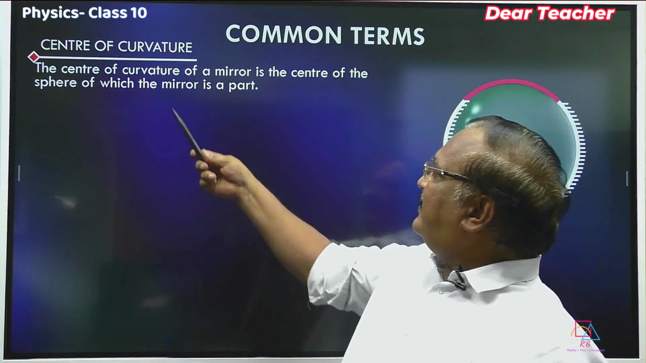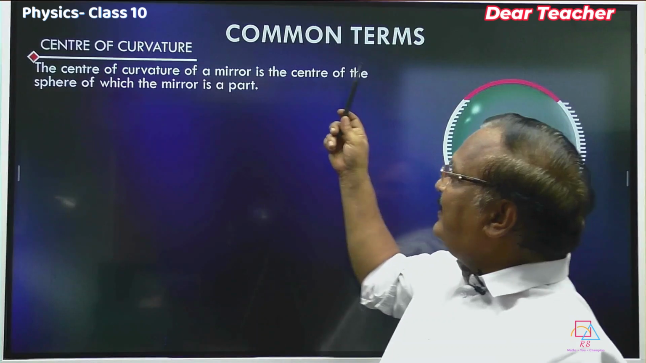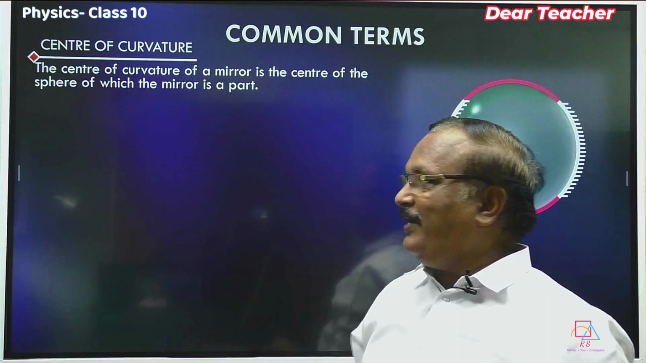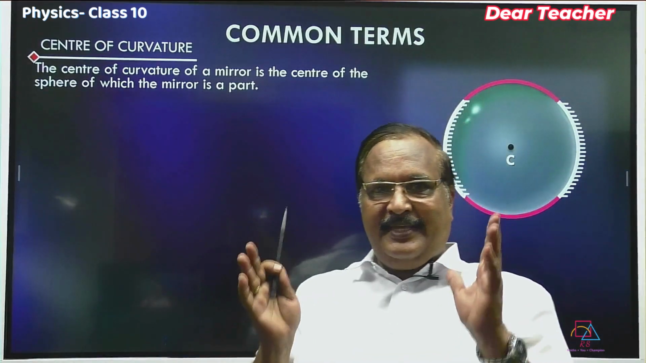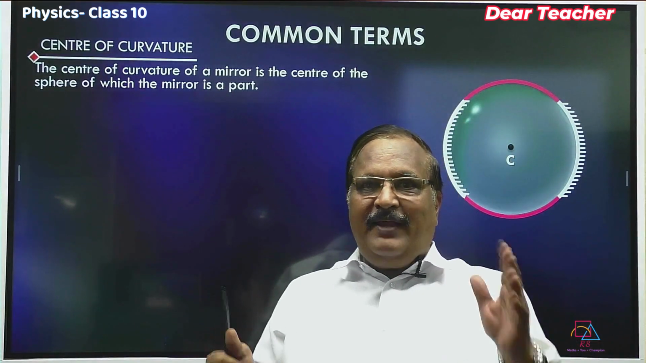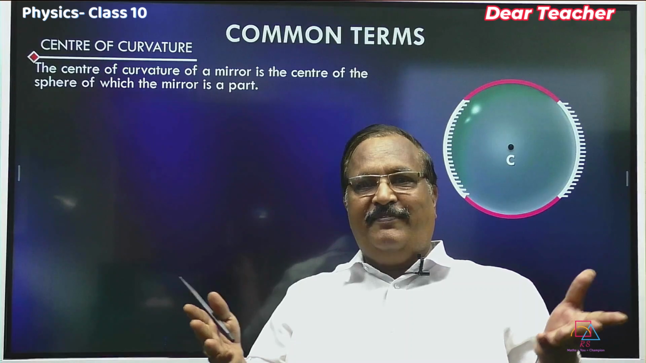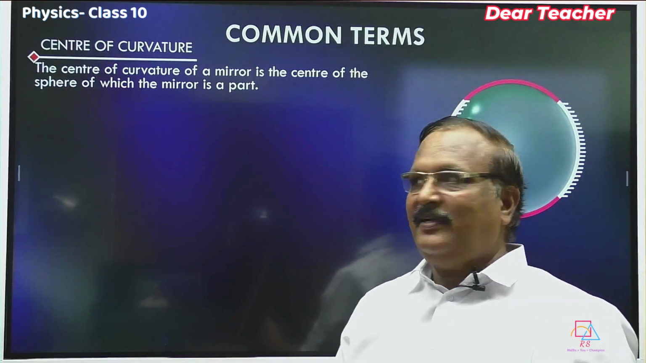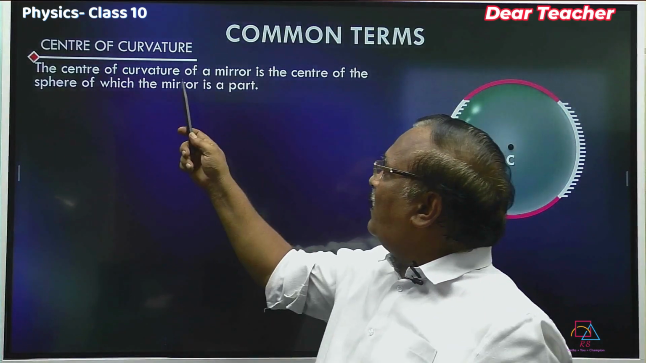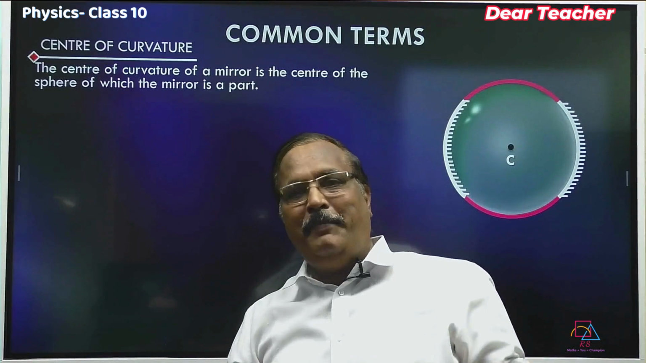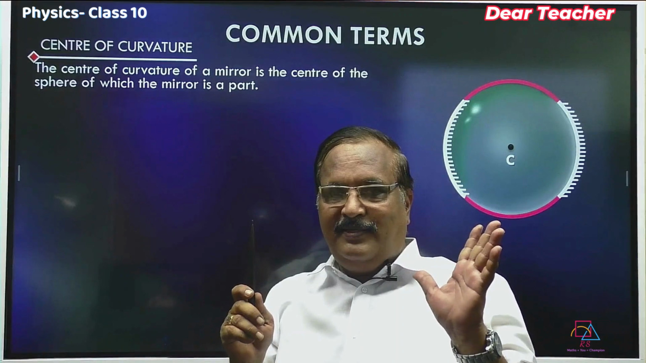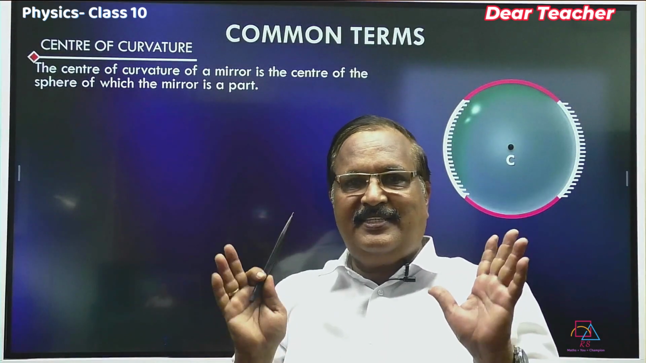So center of curvature, the center of the curvature of the mirror is nothing but the center of the sphere of which the mirror is made. Okay. If both mirrors are made from the same sphere, the center of curvature is the same. If both mirrors are made from different spheres, definitely the center of curvature will be different. So center of curvature is the center of a sphere from which the mirror is a part made. Okay. So it is just a point. Center of curvature C is just a point.